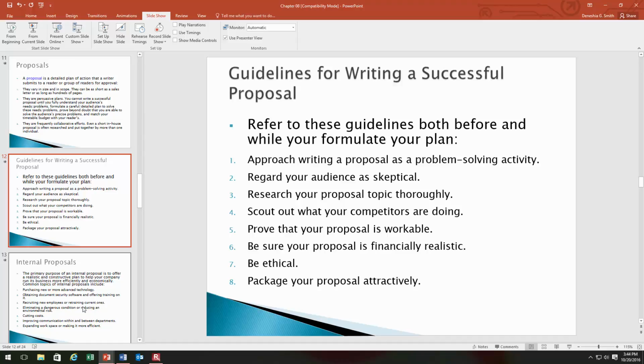And package your proposal attractively. Again, the look of your documents matter. Okay, and so you want to make sure that you're thinking through that as well with whatever communication you're doing. That's a document type of communication, but you always want to think about that, right? Make sure that your information looks good, that it's packaged well, that you're using appropriate subheadings, and that your text is the right size and the right style, and that you have put together a professional looking document. That is important to the reader.